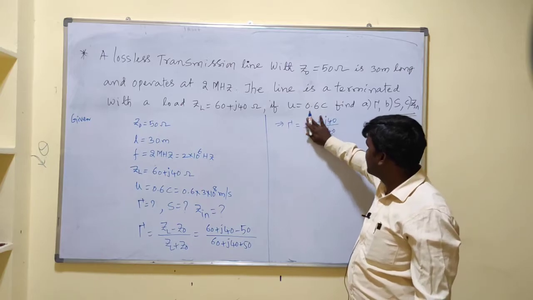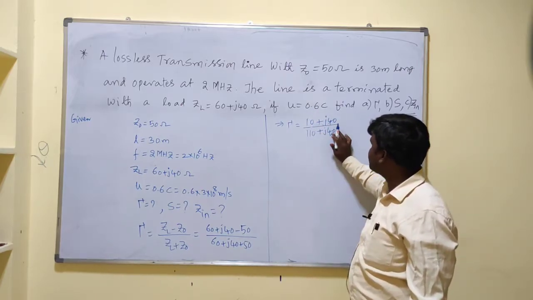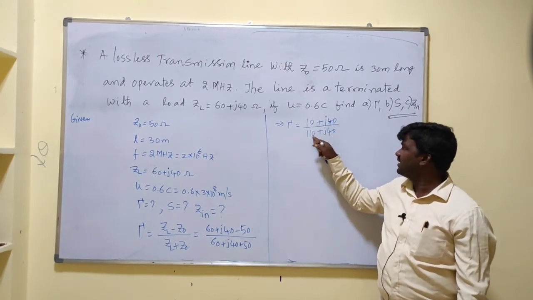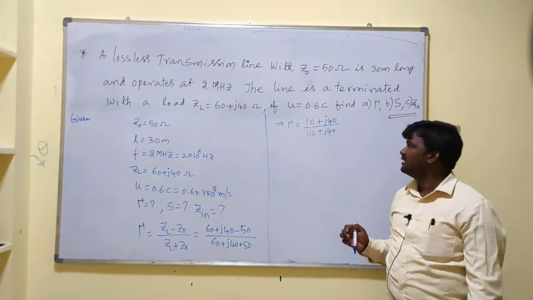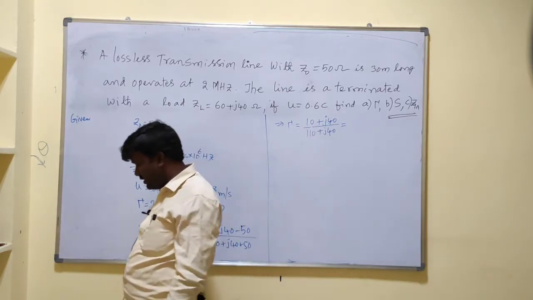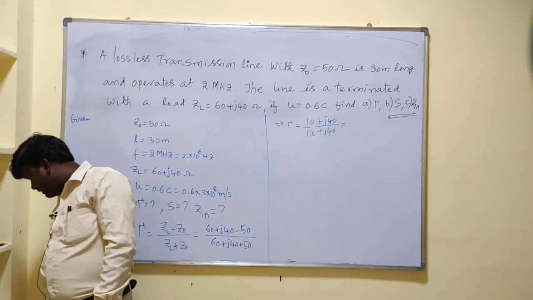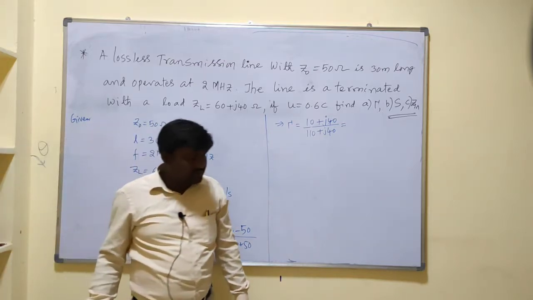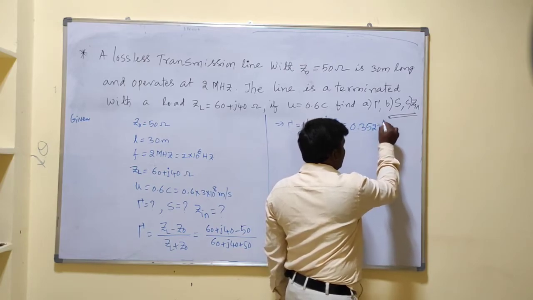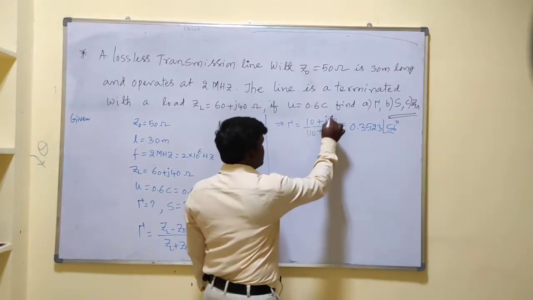So this is (10 plus j40) over (110 plus j40), and after simplification you will get the value of gamma as 0.3523 at an angle of 56 degrees. This is the value of gamma.